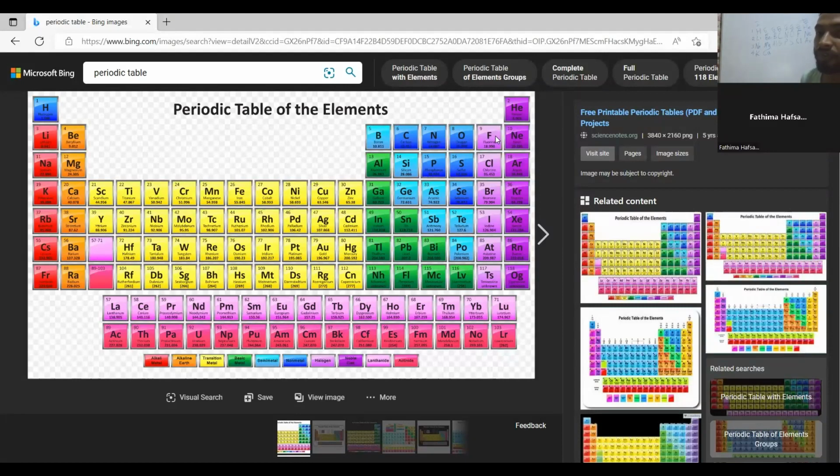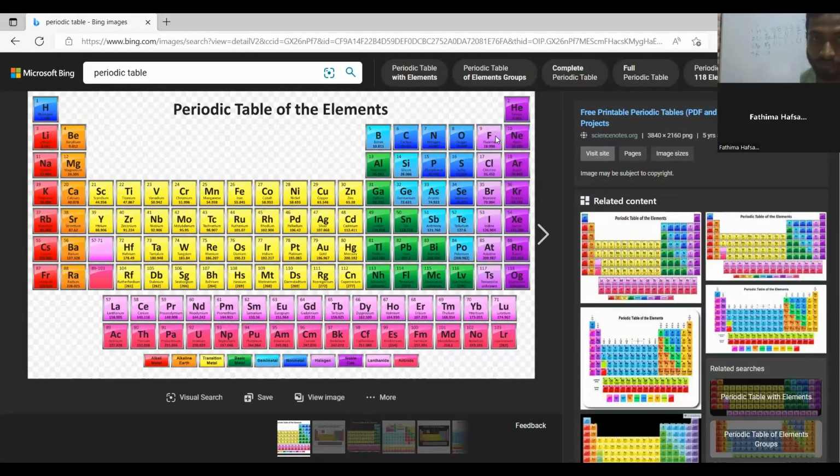What are the elements that belong to the second group? Beryllium, magnesium, calcium. Now what are the elements that belong to group 3? Boron, aluminium. Group 4? Carbon, silicon. Then for group 5, nitrogen, phosphorus.